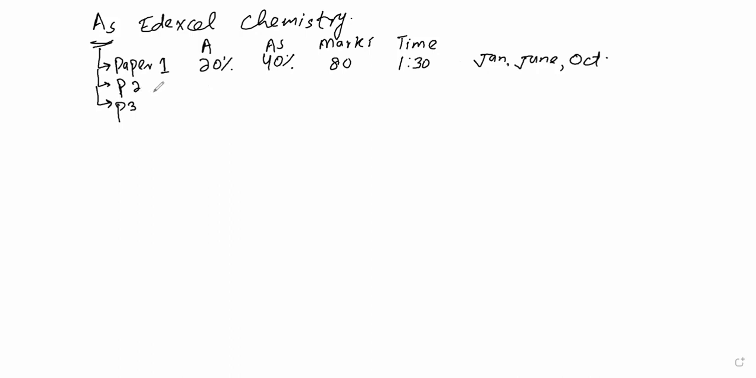It also contains 5 topics, and it also covers 20% of A level and 40% of AS level, and its marks are 80. Time is the same, and in the same way you can appear in these months. Paper 3 is related to these topics, but it is written practical. So it covers 10% of A level and 20% of AS level.